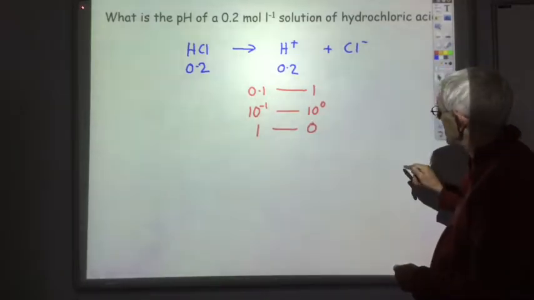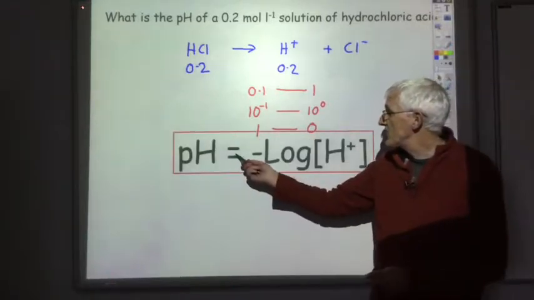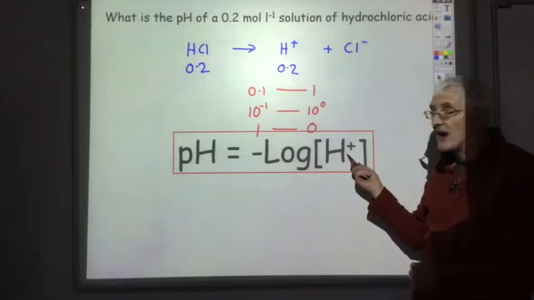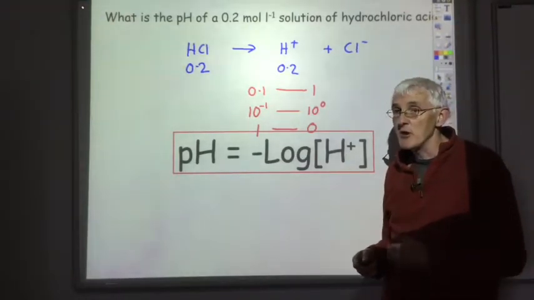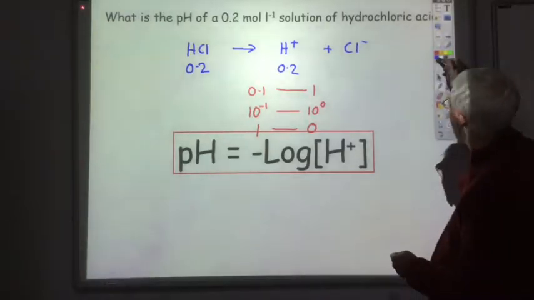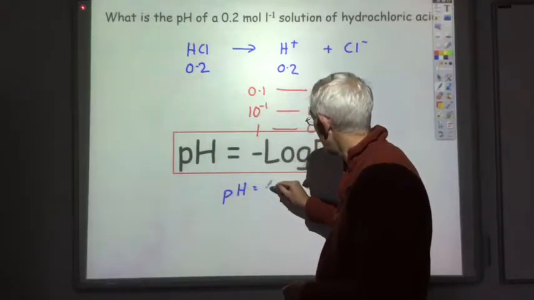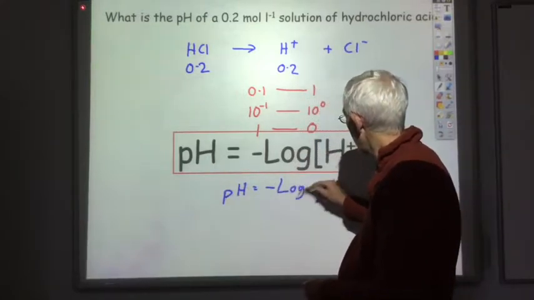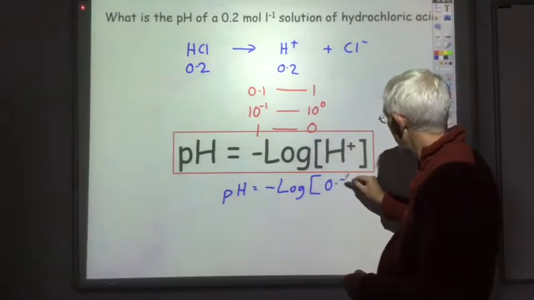So let me introduce you to a new equation. pH equals negative log of the hydrogen ion concentration. This is what we'll use now to work out the pH of solutions. So in this case, the pH will be the negative log of the H plus ion concentration, which is 0.2.